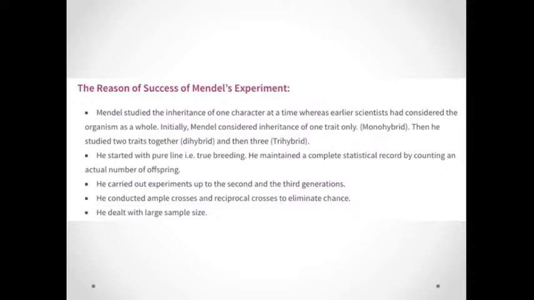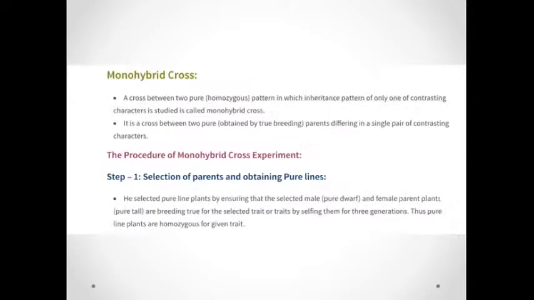He started with true line, true breeding. He maintained a complete statistical record by counting the actual number of offspring. He carried out experiments up to the second and third generation. He conducted ample crosses and reciprocal crosses to eliminate chance. He dealt with a large sample size also.